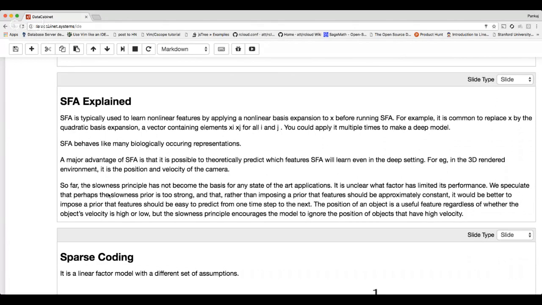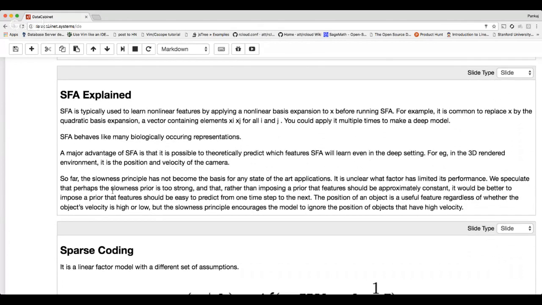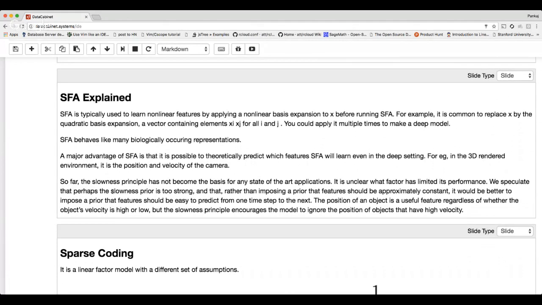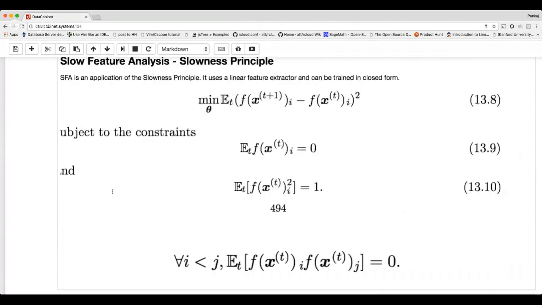But the book mentions that this hasn't become very popular because the slowness prior is restrictive. The slowness prior does not explain everything, I guess. So there could be better priors that it goes through. So that's SFA.